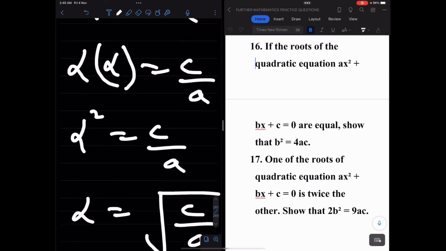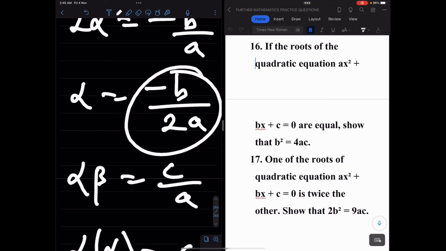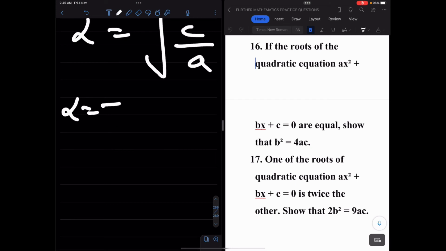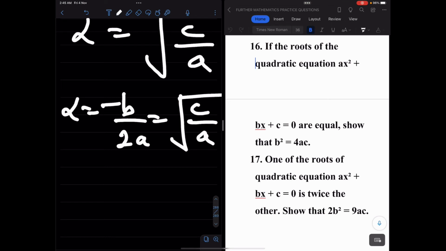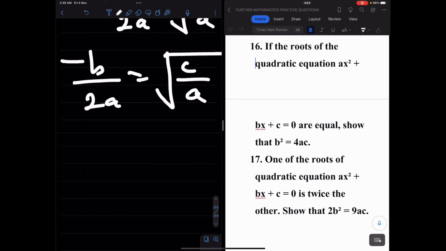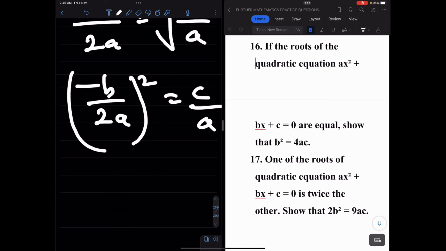Now, these two expressions represent alpha: square root of c over a, and minus b over 2a. That means I can equate them. Alpha is equal to minus b over 2a, and it's also equal to the square root of c over a. That simply means minus b over 2a is the same as the square root of c over a, which means squaring both sides, the square of minus b over 2a will be equal to c over a. If you square the right hand side, you're going to get c over a.